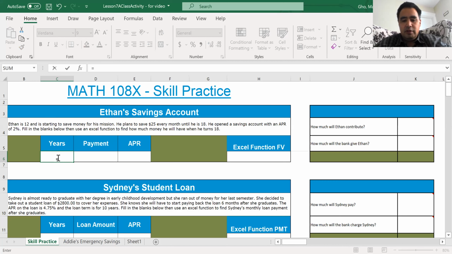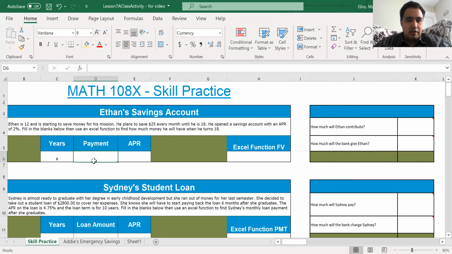You can put a formula in here, so we'll compute that for you. So we have 6 years. He's putting away $25. That's the value we have there. His APR, his annual percentage rate, is 2%.